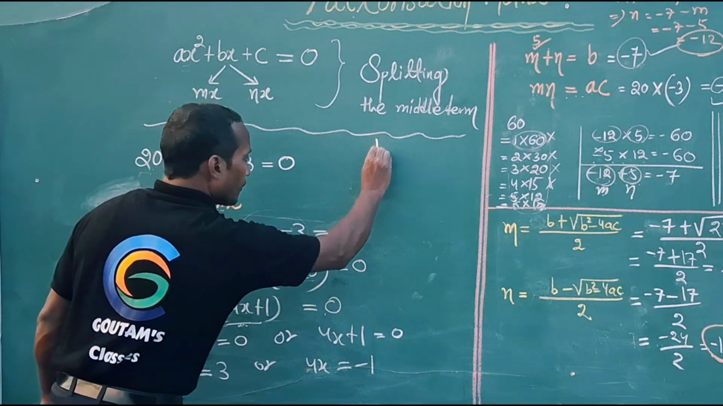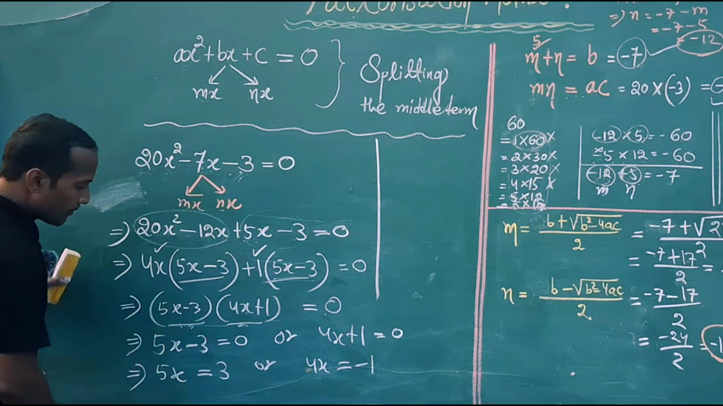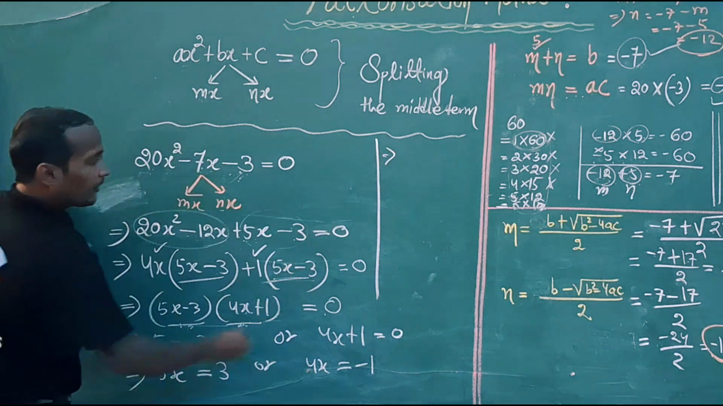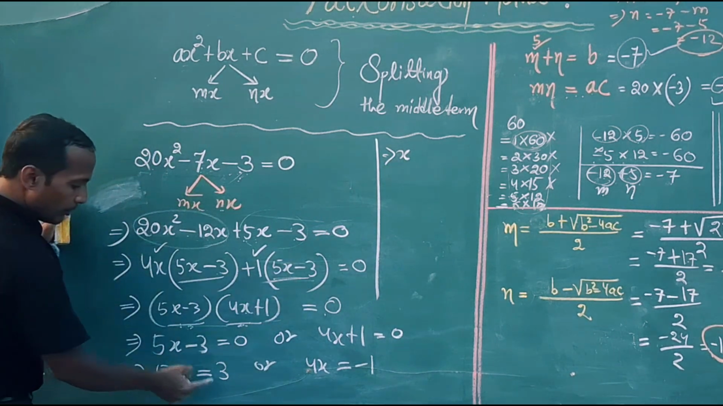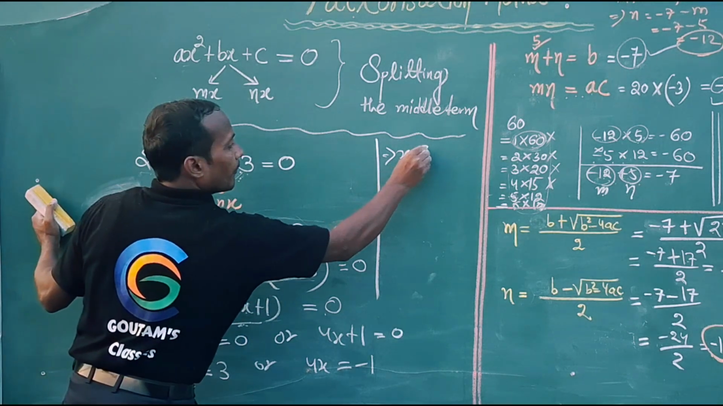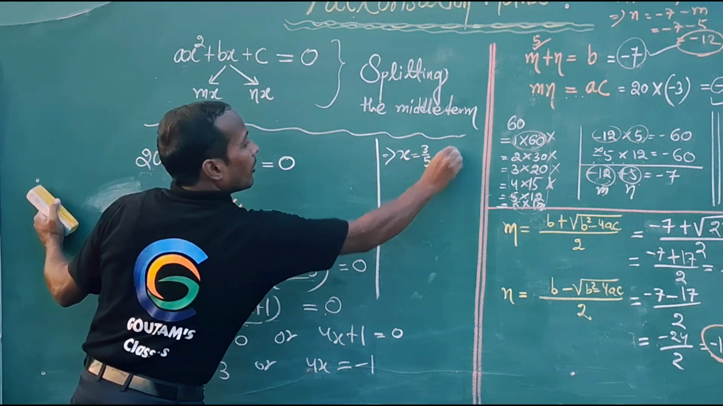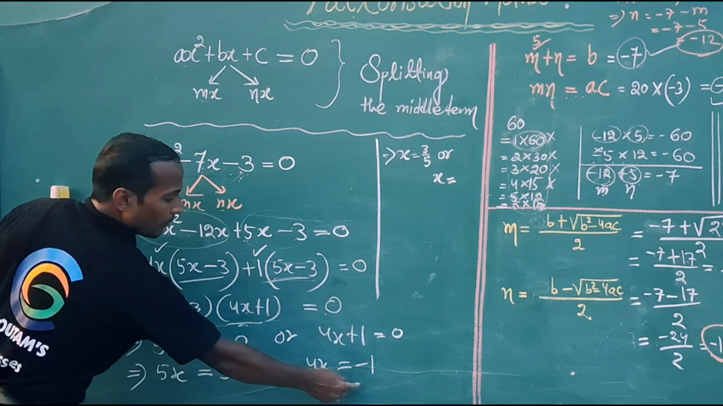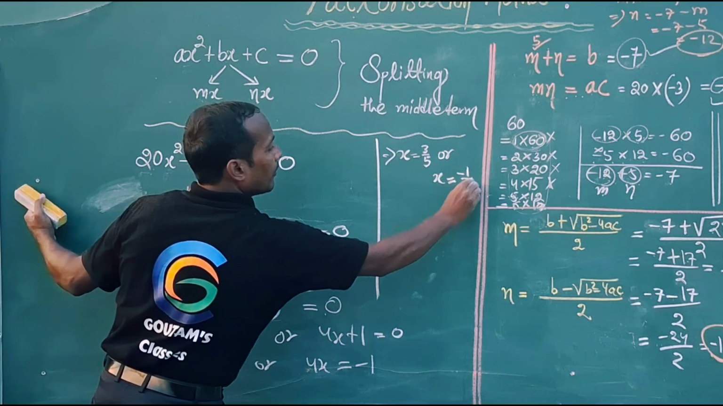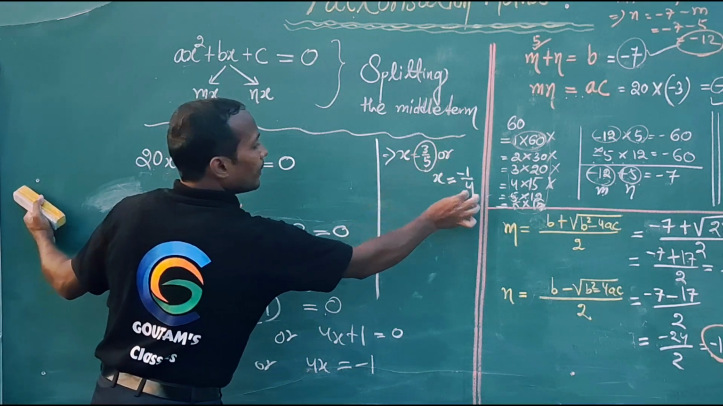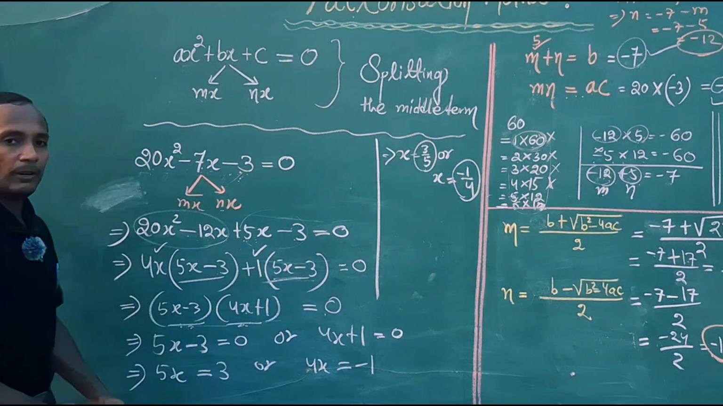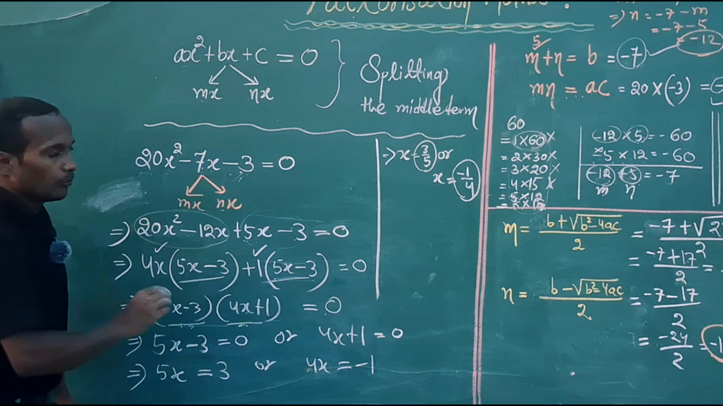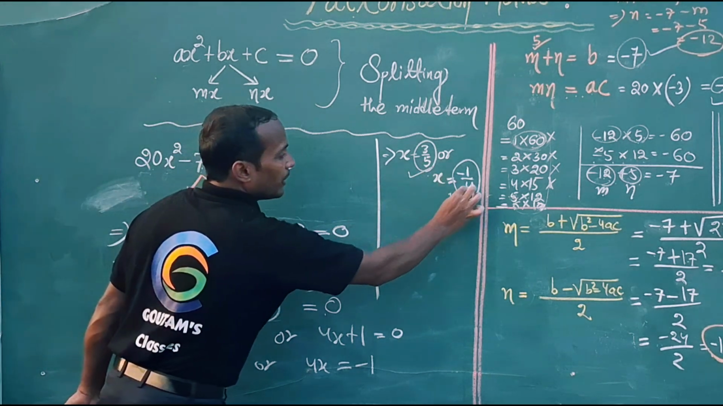One more step I need, I will not write here. Let me copy in this place. X is equal to, when 5 goes to the other side, 3 by 5. Or I can get X is equal to, when 4 is taken to the other side in this part, minus 1 by 4. So we got two values of X. As we have already discussed, a quadratic polynomial has two zeros. So a quadratic equation will have two solutions or two roots. And we got that as 3 by 5 and minus 1 by 4 in this case.